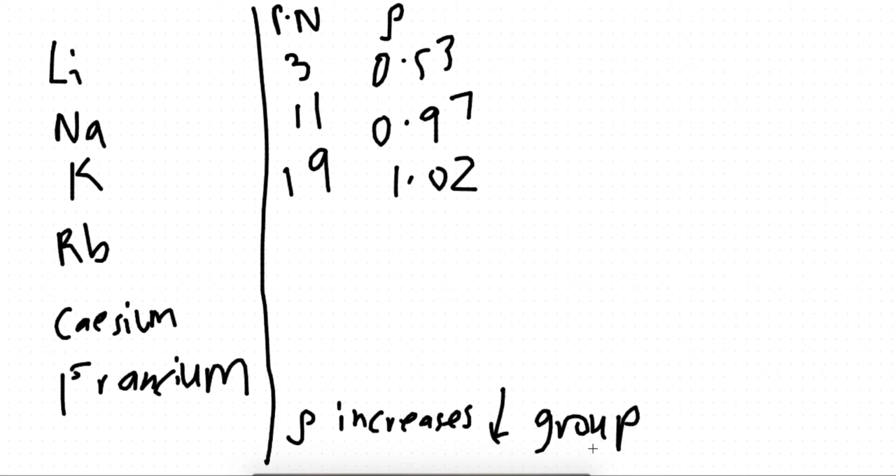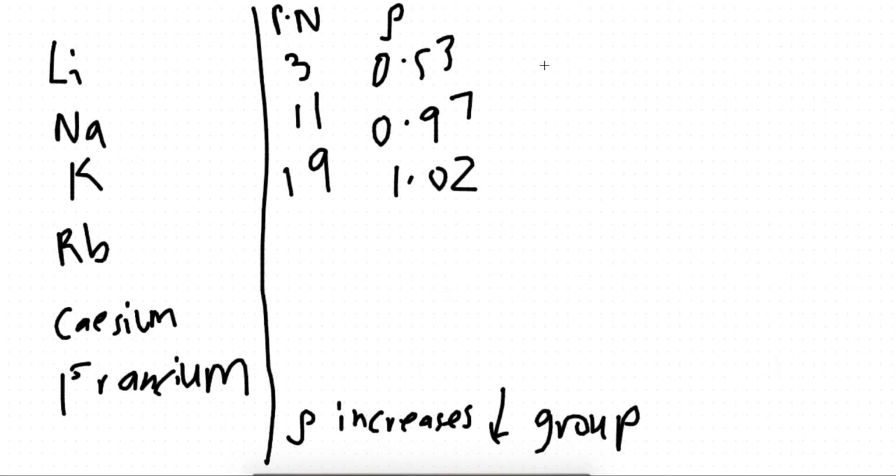Okay, and why does this happen? The same reason as why the density increases in group 18, guys. So the density increases down the group because the change in atomic mass is greater than the change in atomic volume. Same thing as group 18.